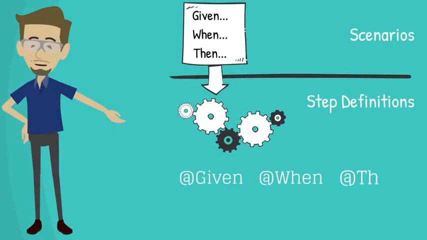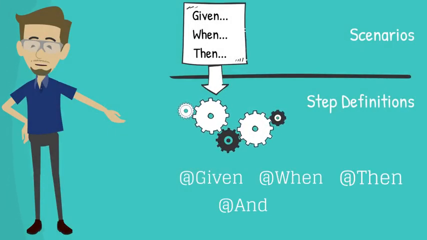Each step definition method has an annotation: given, when, then. We've seen these in action in the previous lesson. There are actually two other keywords and two other annotations. Did you notice one of them in the previous example? The two other keywords are and but. We saw and in the first scenario.